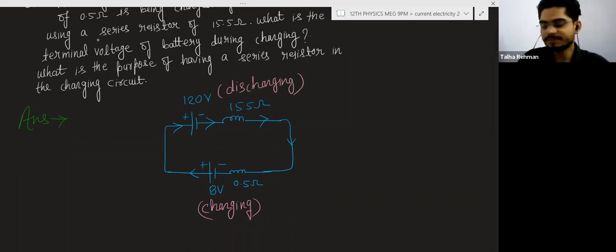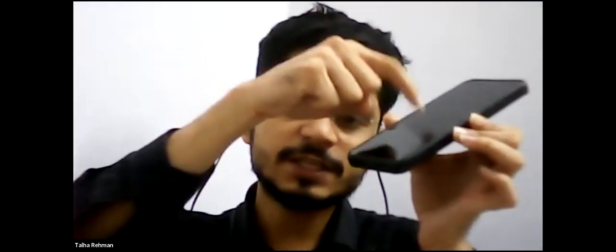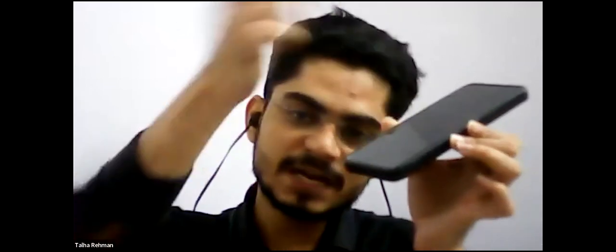So this is very, very simple. You can relate this question with some example also. Suppose I have this mobile phone and this mobile phone has a battery, and I have connected this mobile phone with a power bank. The power bank is charging this phone. It means that the power bank is giving the energy to this phone. Means that the power bank is getting discharged, but the battery of this phone is getting charged.